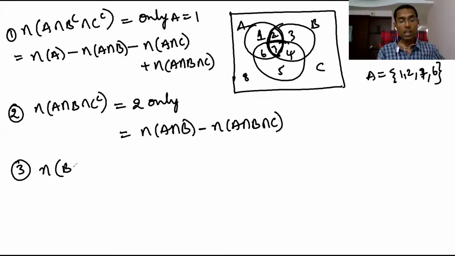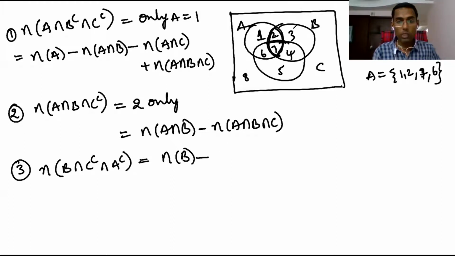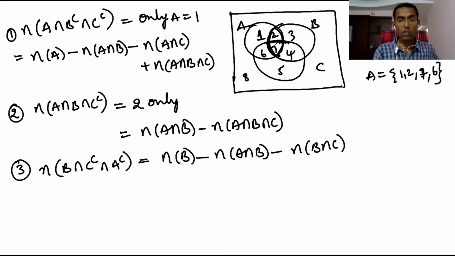Third part, B and not C and not A. What does it mean? The number of elements in B, that means this 4, minus the number of elements in A intersection B, that means 2, 7 you remove. Now 4 you have to remove, so to remove 4 I will remove 4, 7, that means the number of elements in B intersection C. Now 7 is removed twice, therefore once I will add, which gives the number of elements in A intersection B intersection C.